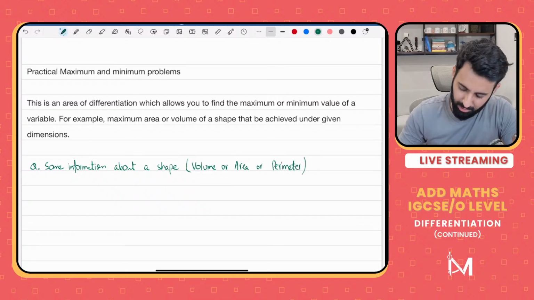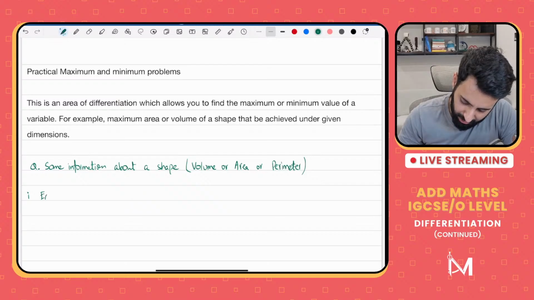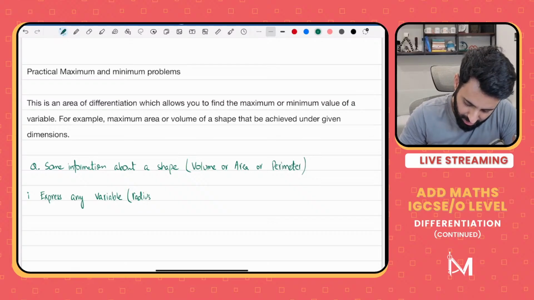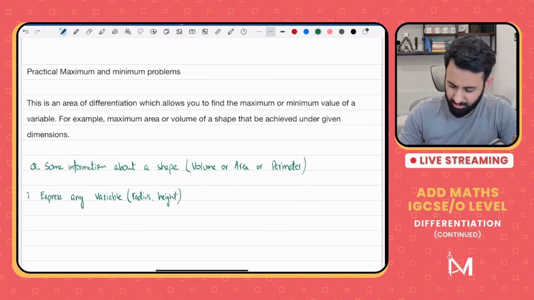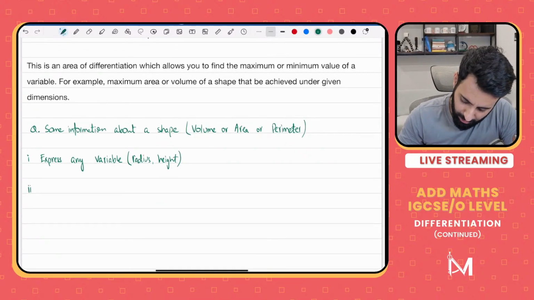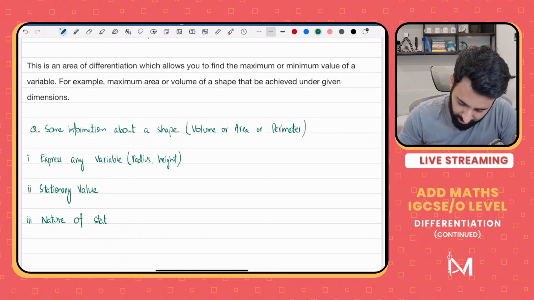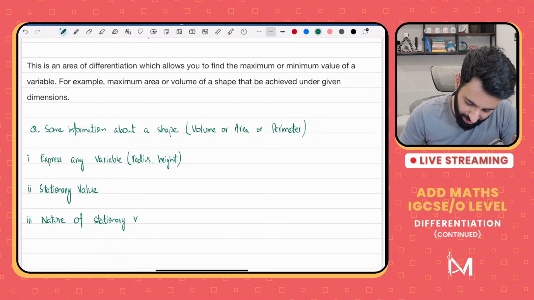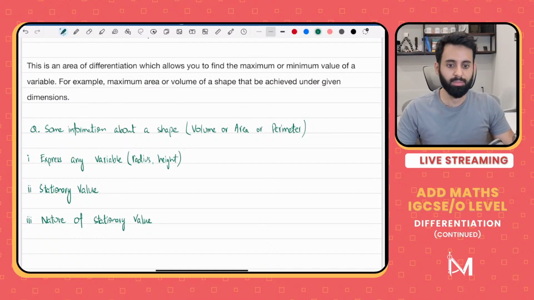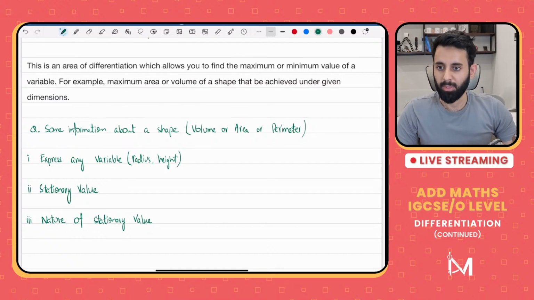This is what you will notice in the question. In the first part, they will ask you to express any variable, for example the radius, the height, the length, anything of that sort. Then in the following part, they will ask you to find the stationary value, and maybe in the same part or the following part they will ask you to find the nature of the stationary value. So this is what a standard question on practical applications of maximum and minimum problems will look like.